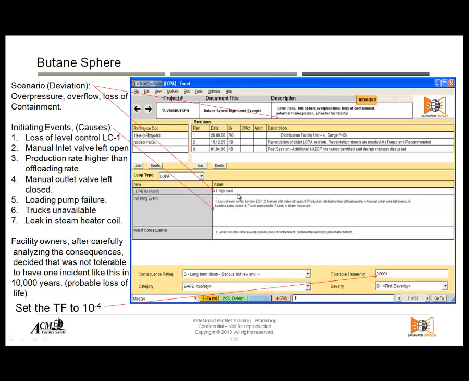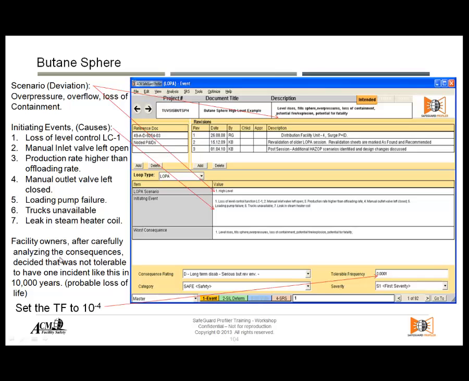So the scenario is high level, in this case for the butane sphere. We could have in some cases more than one deviation, but in this case we only have high level. So we have the initiated events from 1 to 7 that we saw before, and the worst consequence here in this case is potential for fatality, right? So it is very important now to put the consequence rating according to the risk matrix of this company, the letter D for long-term disability and serious injury, for health and safety. In this case it says environment, but in reality for us it is health and safety. And then we have the total frequency, which is also given by the facility owners.